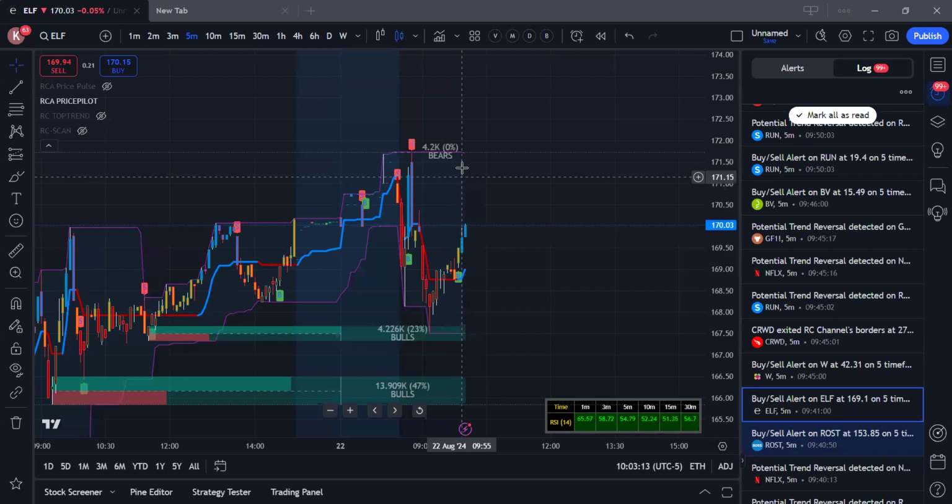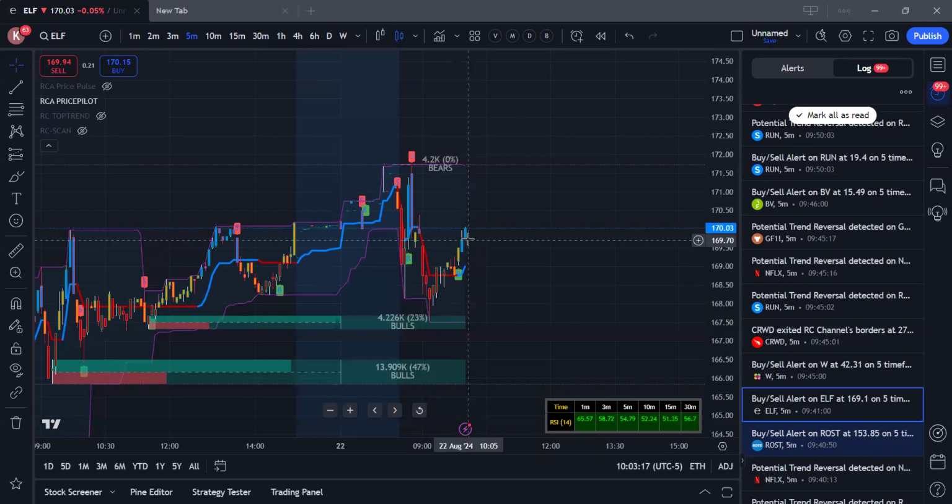So it can go all the way to 171. You can buy the calls, or if you want low risk, you can do the bull put spread. That means you can sell 170, or let me check which one is good. Yeah, you can sell the 170 put and buy the 167.5 put. Your risk will be minimal.